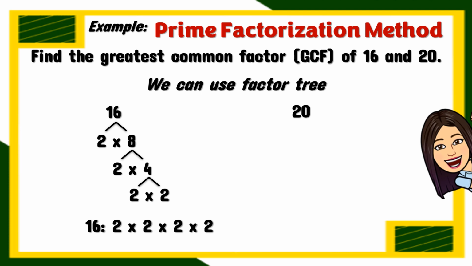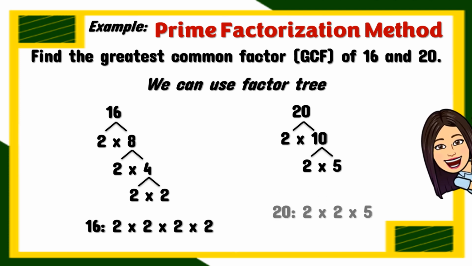Let's now proceed to the factors of 20, which is 2 times 10. And 2 is a prime number, so we're going to find the factors of 10, which is a composite number. So the factors of 10 is 2 times 5. This time, 2 and 5 are all prime numbers. So the prime factors of 20 are 2 times 2 times 5.